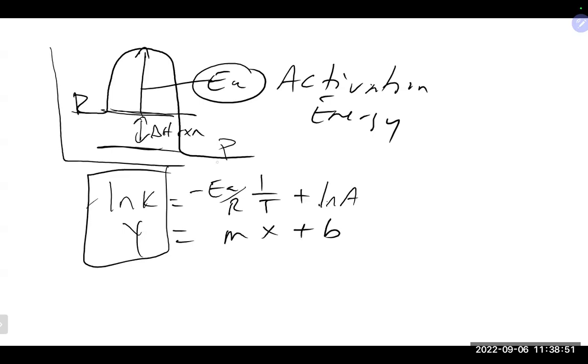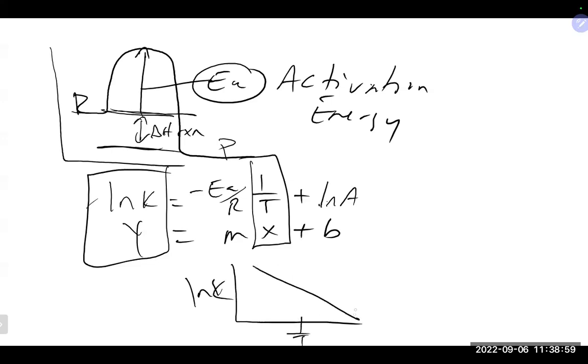So this is y equals mx plus b. A typical graph there would have the natural log of k on the y-axis and 1 over T on the x-axis, and this will yield a straight line where the slope is equal to minus Ea over R. So graphically, this is how you can figure out the activation energy for a reaction if you have the rate constant and the temperature.